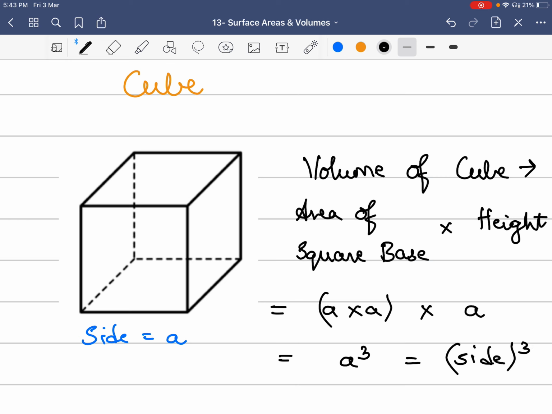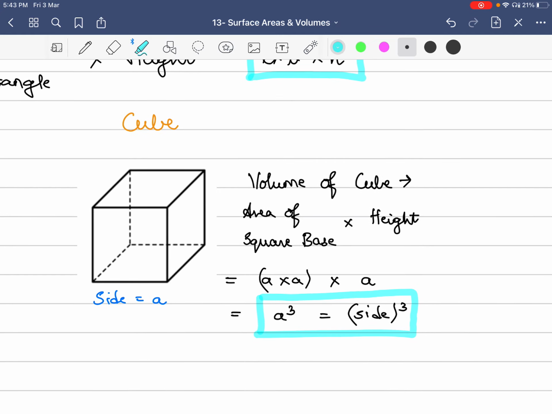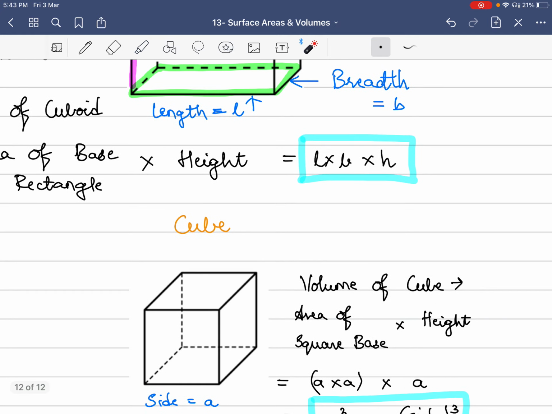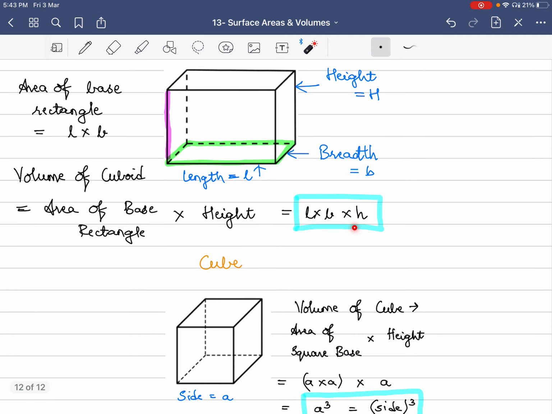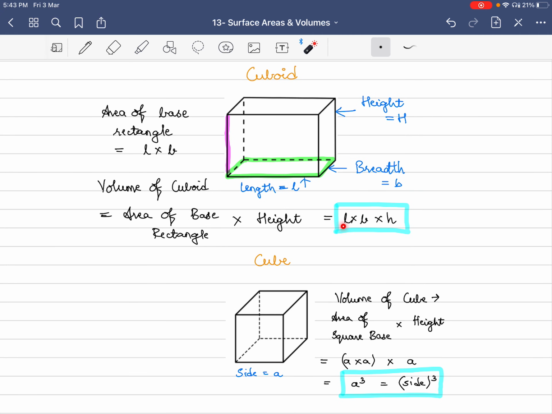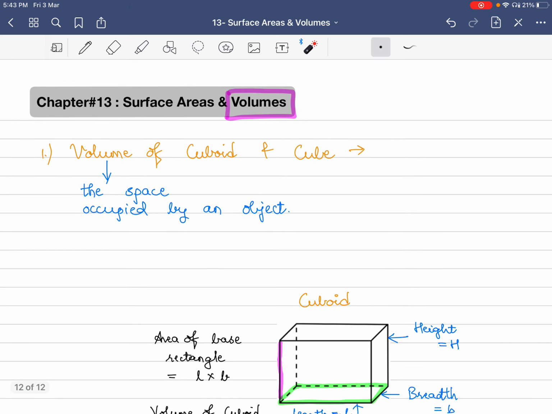Let me box it. This becomes the formula to calculate the volume of a cube: side into side into side, side cube. And the volume of the cuboid is length into breadth into height. In fact, if length, breadth and height are equal to each other, then from this formula we can derive this formula. It is side into side into side, and all the sides are equal, so it's side cube. So these are the two important formulas that we have got to calculate the volume of cuboid and cube respectively. Now let us use them to solve different problems with respect to volumes of cuboid and cube.